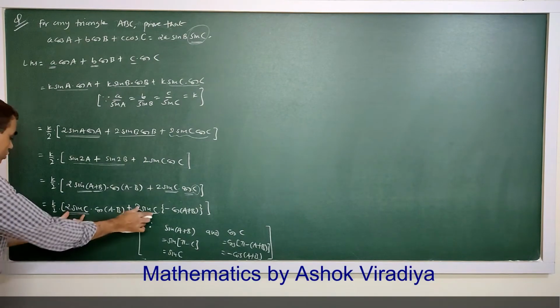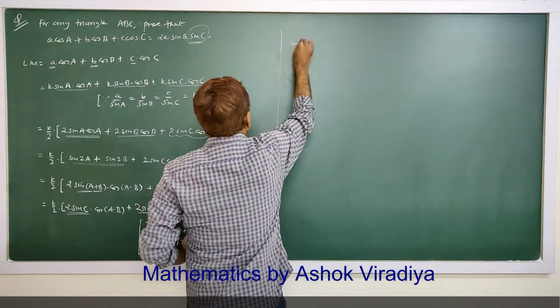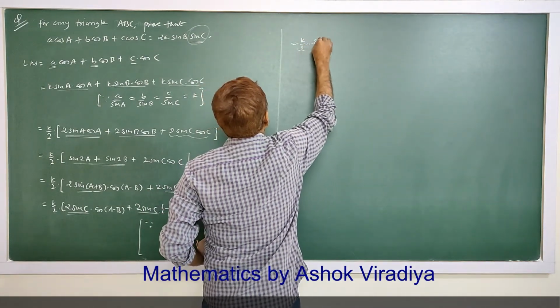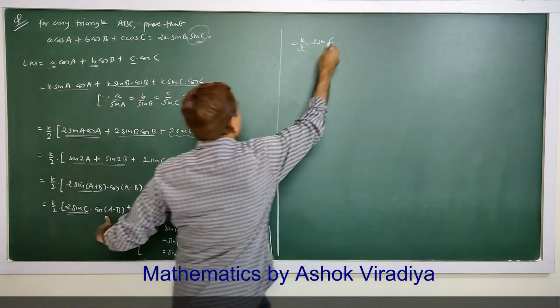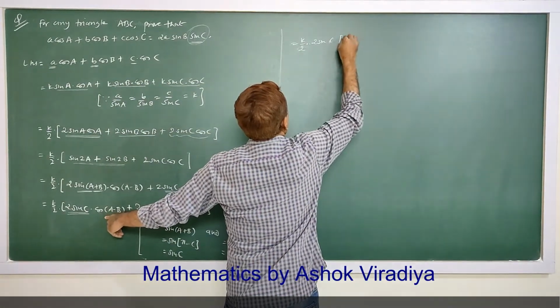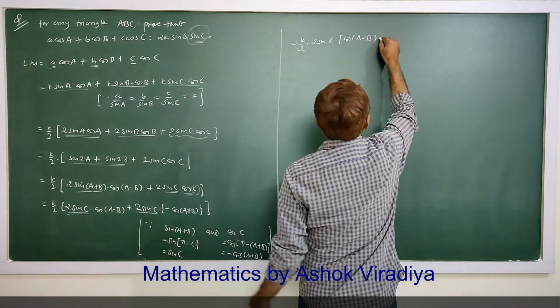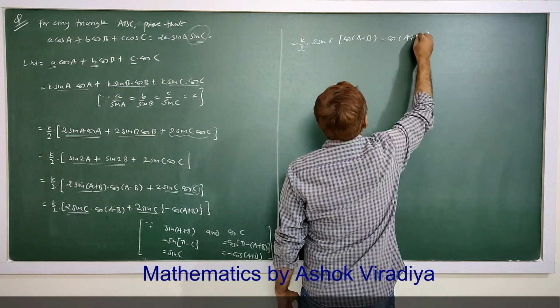So next step, 2 sin C common. So k by 2 into 2 sin C common into bracket cos of A minus B minus cos of A plus B.